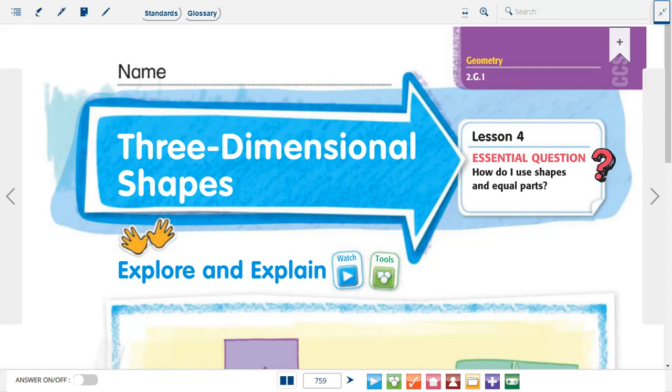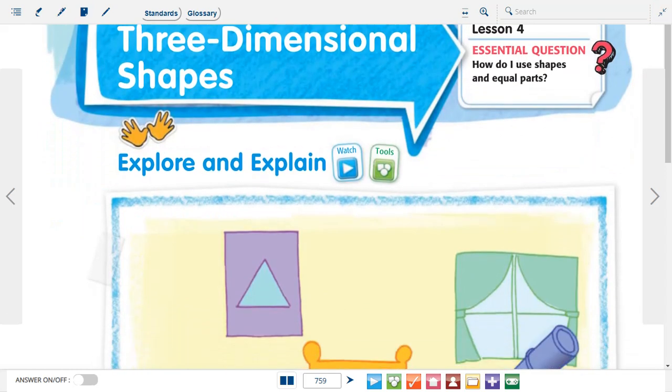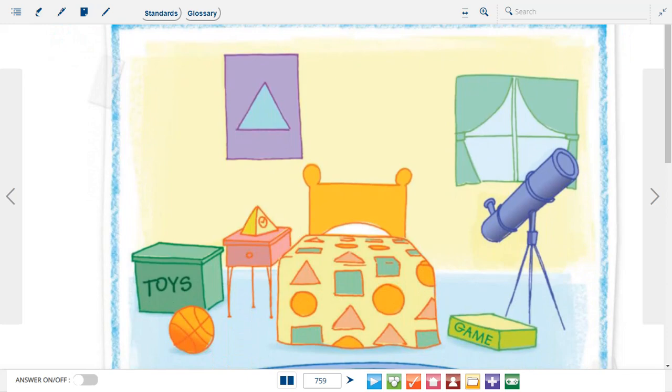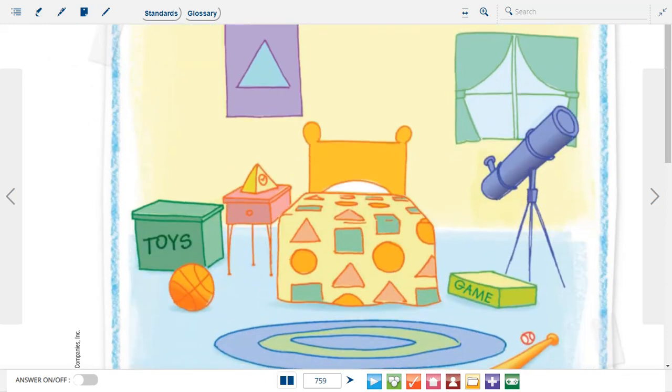We said that they have length and width, like rectangle, triangle, trapezoid. Today we're going to talk about three-dimensional shapes. So you have this picture in your box. This is a rectangle, inside of it triangle. As you see, we have a lot of shapes. But now look at this shape. It has length, width, and a third dimension.